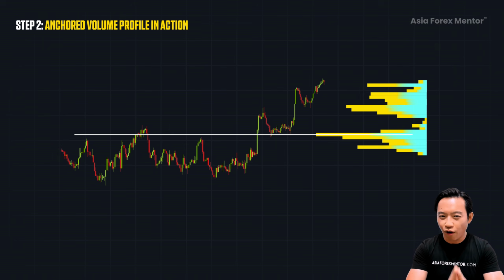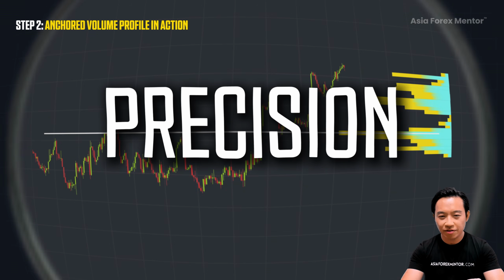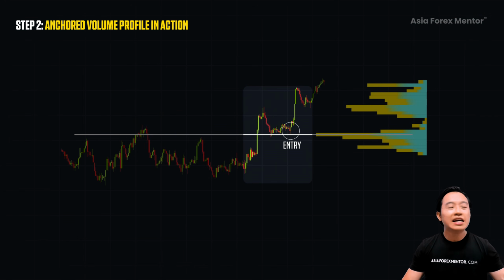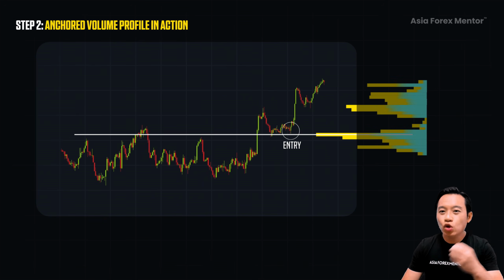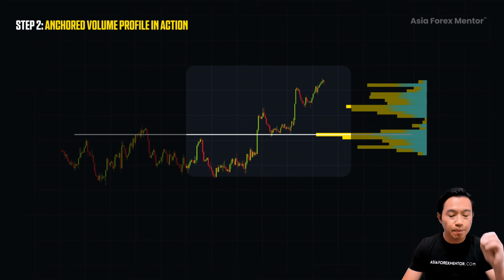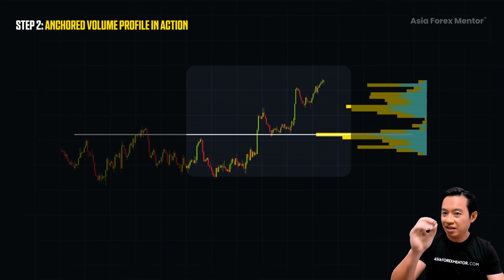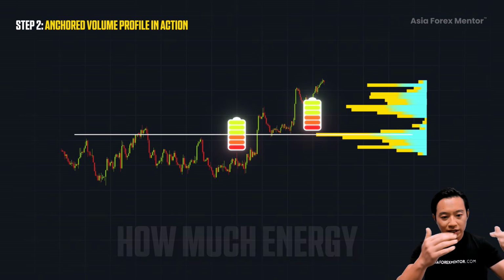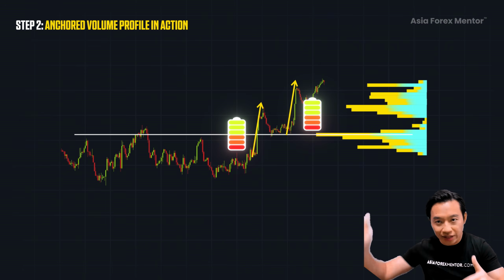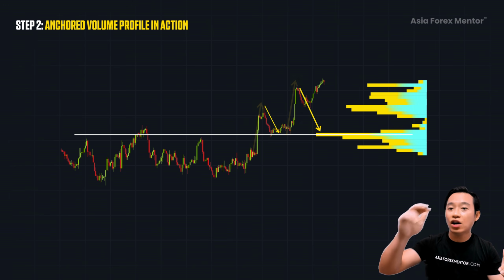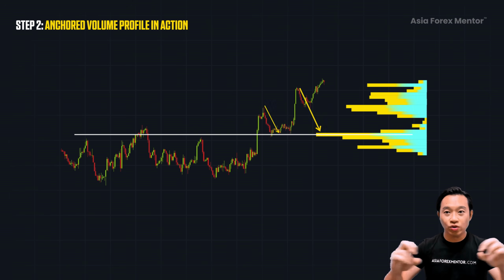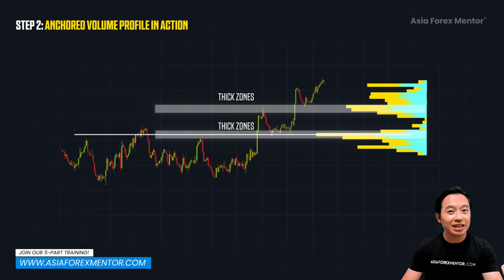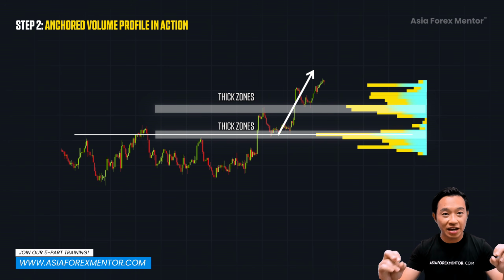The beauty of anchoring is precision. It gives you the precise entry area. So instead of seeing the entire market noise, you isolate, you separate a specific move and its core activity. So this lets you track how much energy fueled that potential swing upwards or downwards. So when price later returns to one of those tick zones, that is your clue. That's the market remembering where the conviction once lived at those areas.